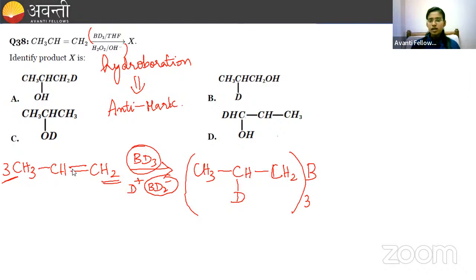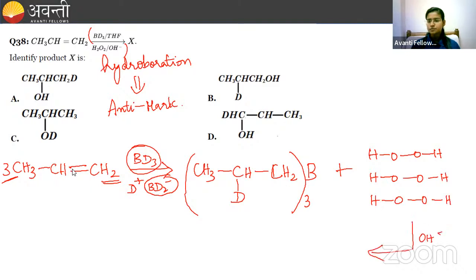Then what happens? It is treated with H2O2. Three moles of H2O2 will come again. Let me write the three moles of H2O2 like this: this is the first molecule, this is the second molecule, and this is the third molecule. In the presence of a base, OH minus, the removal of H3BO3 occurs. So this component will come out.